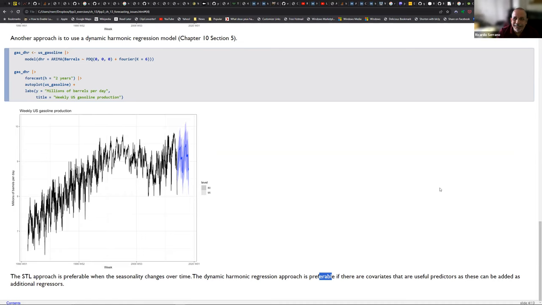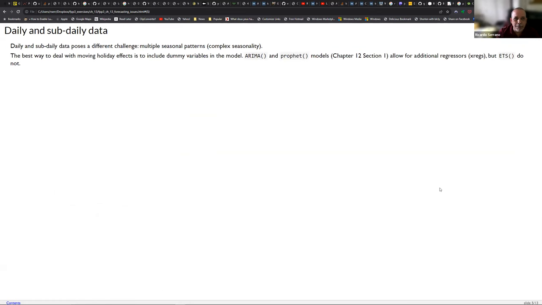Okay. Yeah, this is just like a review. The only thing is that the authors presented some new things that we could find in different scenarios. Okay. So for the daily and sub-daily data, just a reminder, right? There's going to be some complex seasonality here, especially in the sub-daily data.